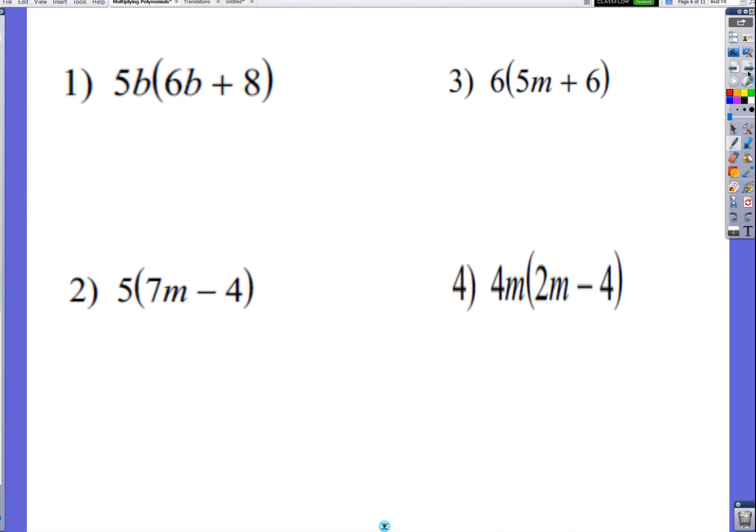Okay, here we got to distribute. Why don't we do this? Let's let you guys do these 4. Go ahead and do those on your paper, and then let's see. The bell rings at 20, right? So I'll give you 2.5 minutes, and then I'm going to do them all fast.